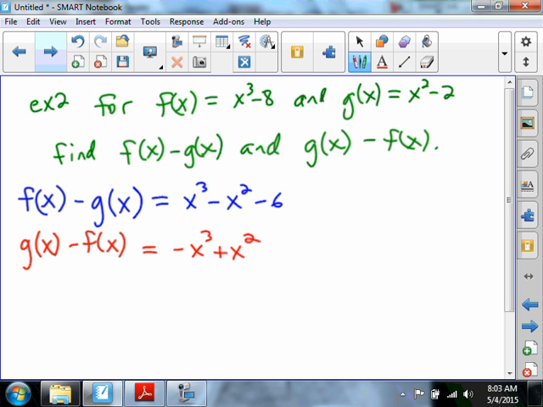So how do those two answers differ? They're the opposites, right? The signs are just all opposite, right? Okay. Any questions so far? Comments? Concerns? Short debates? Long debates?